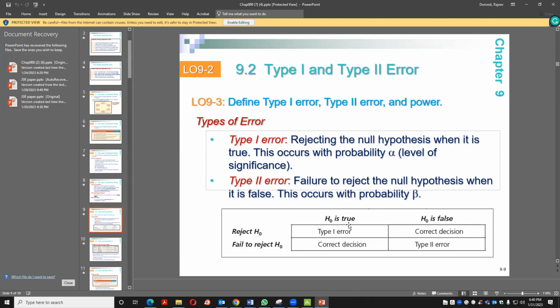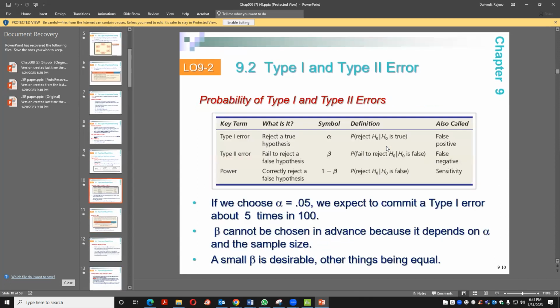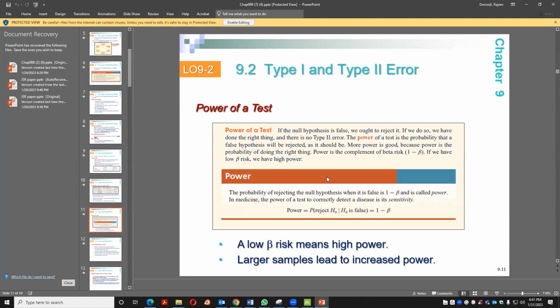So H0 is true and you reject because of the confidence interval or because of the alpha value. This is called type 1 error. And H0 is true, you fail to reject. This is a correct decision. H0 is false and you reject H0, which is correct. And H0 is false and you fail to reject, which is type 2 error. So this is type 1 and type 2 error. Here, there are different power tests, which we are not covering, but this is a summary about that.